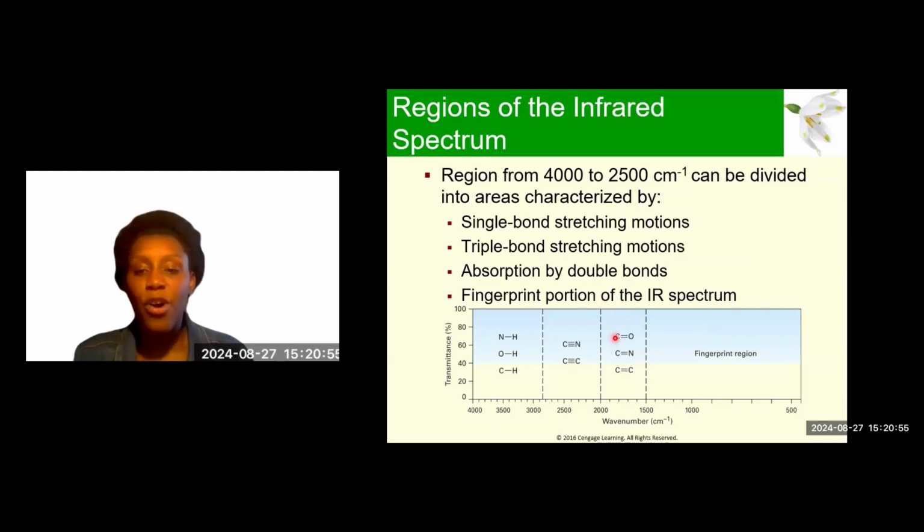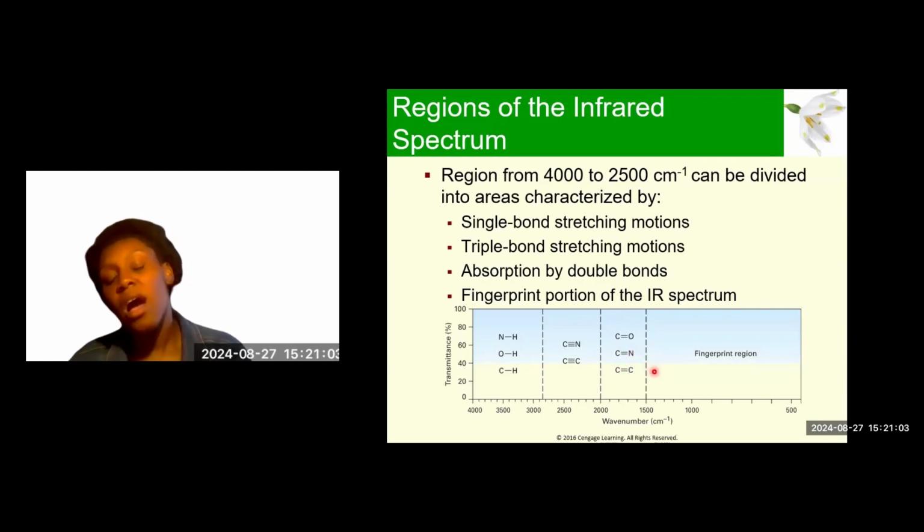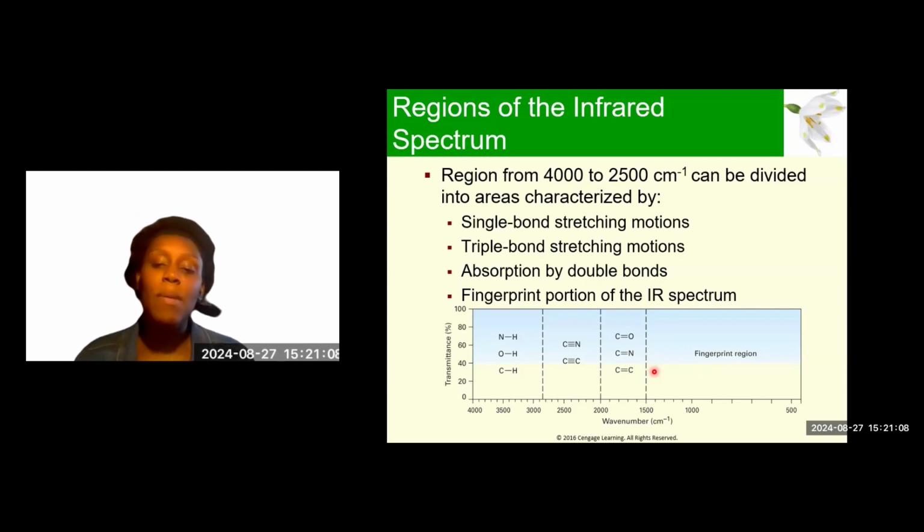Your area from around 1,500 to 2,000 is where you see carbon double bonded to different atoms: carbon double bonded to oxygen, carbon double bonded to nitrogen, carbon double bonded to carbon. So you're going to see that stretch. Now, these are stretching motions. You can have other areas that show these things up, but this is specifically dealing with stretching of these two atoms connected to each other.